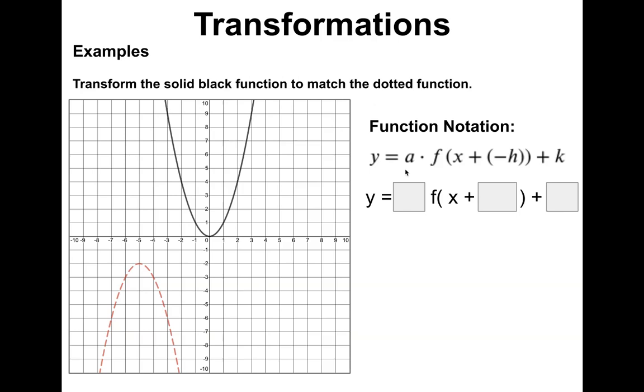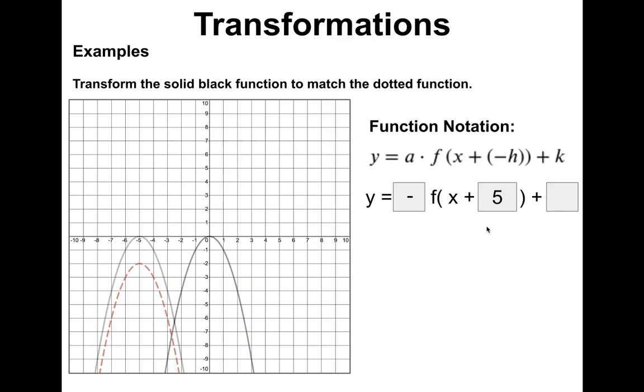So we first need to talk about our a. Well, because it's opening down, our a value is going to be negative. That's going to make it reflect over the x-axis. Then we need to look at our h. We want to make it shift 1, 2, 3, 4, 5 to the left, but we're not going to use negative 5. We've got to use the opposite. So we're going to say plus 5. Notice your notation. We want the opposite of h. So it went left. We want to do plus 5.